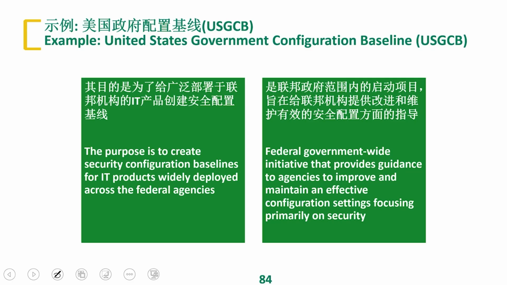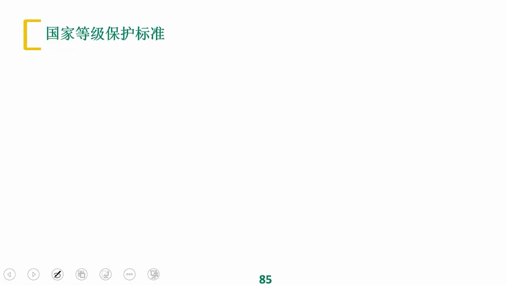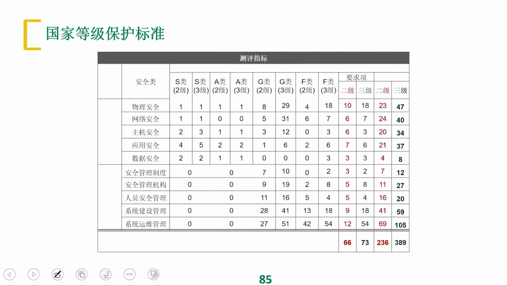Some students will say that the United States is relatively not so strict in management. In fact, it is not. The US government also has its own configuration baseline and security management baseline. We can compare it. What we use more in our country is equal protection. Different levels of enterprises have different security requirements.